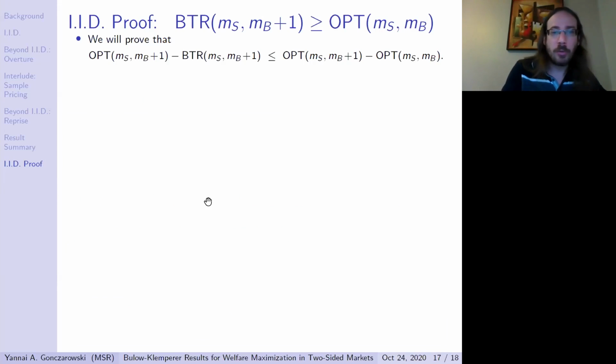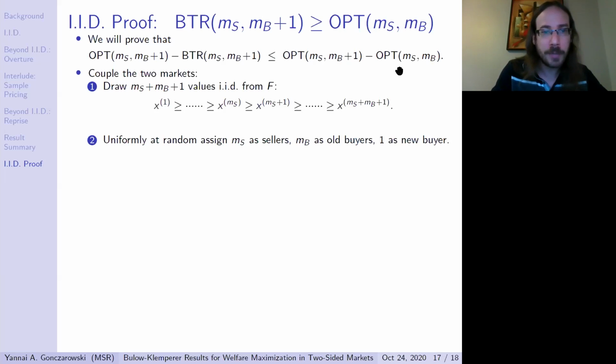So we want to prove that BTR in the market plus 1 is greater than opt in the original market. We'll actually prove it by comparing both of these to opt in the augmented market. So we're going to show that opt in the augmented market minus BTR in the augmented market is less than opt in the augmented market minus opt in the original market. And we're going to couple the original and augmented market as follows.